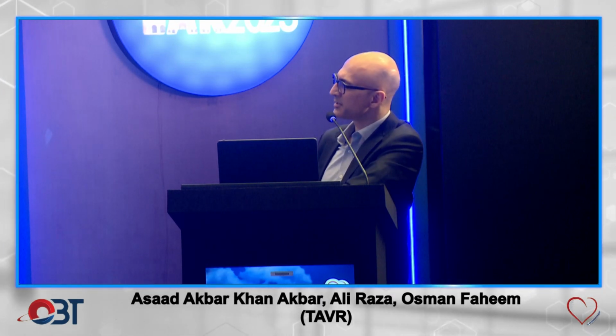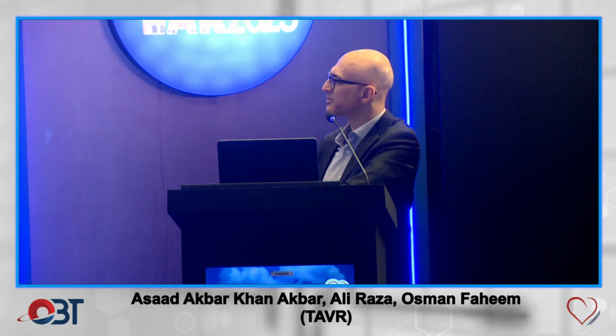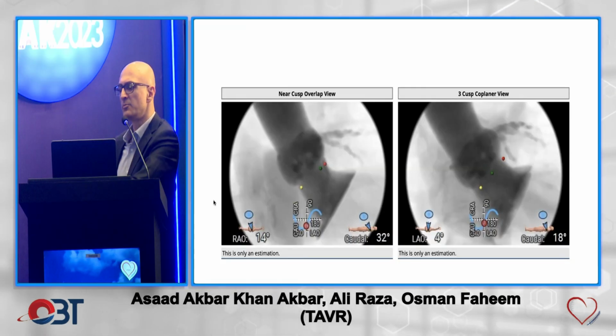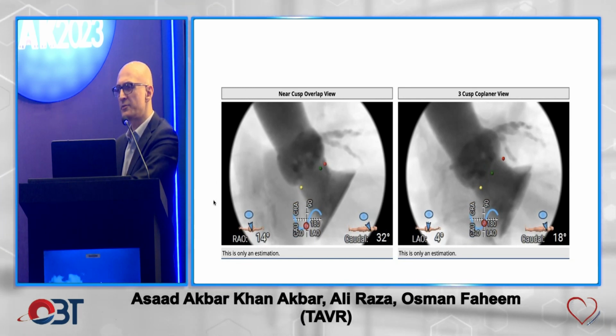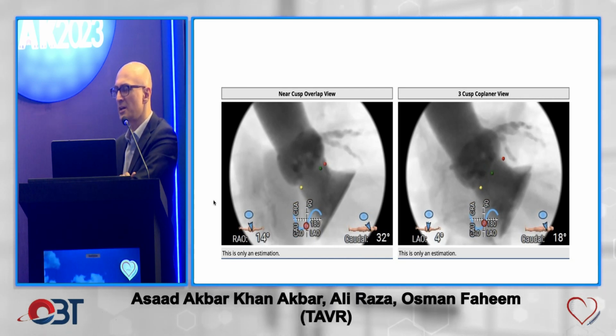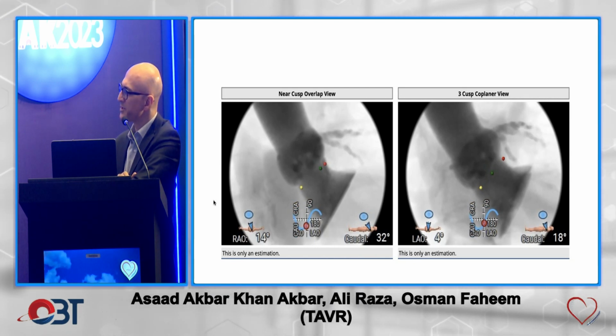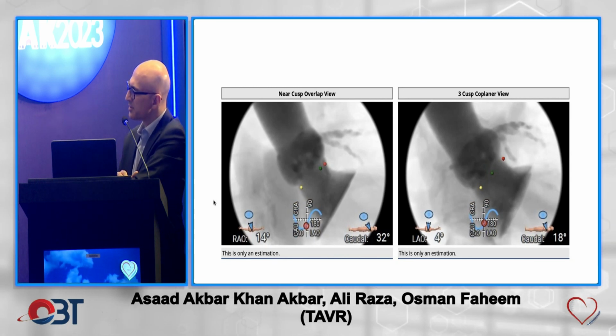But that also raises another point, where you have the cusp overlap view and the 3-cusp coplanar view. And recently we've moved towards more and more cusp overlap view. But in bicuspids, that's always a challenge because you don't have 3 well-defined cusps. And so what we had in this patient was a near cusp overlap view where the non-coronary cusp is isolated, and the lowest and the right and left are overlapped, but not completely so.